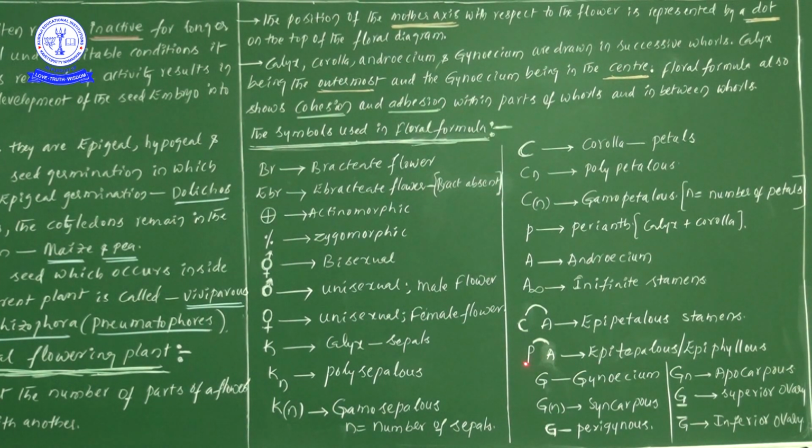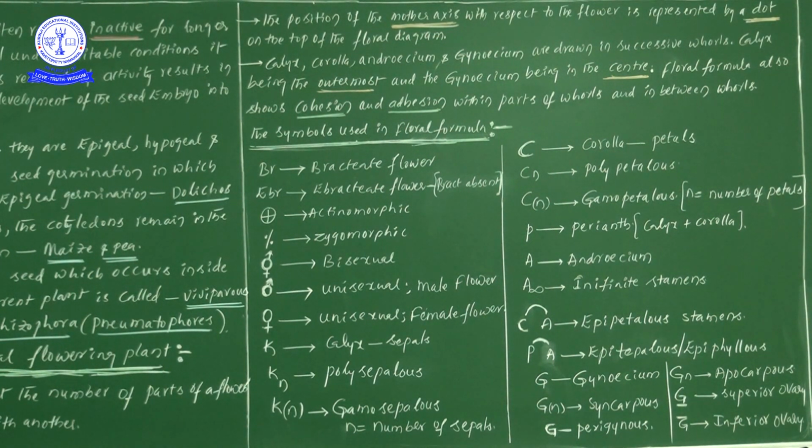Next, you see P and A with a bracket-like structure, meaning these two are fused together. This line indicates fusion, a joint. P means perianth, and perianth members are tepals, as I mentioned in a previous video. So this symbol gives information regarding the epitepalous condition or epiphyllous condition.